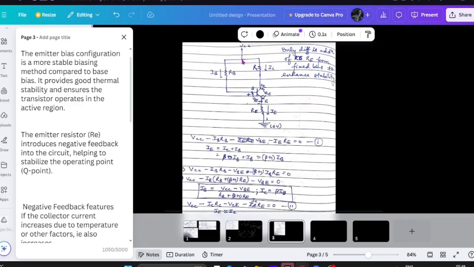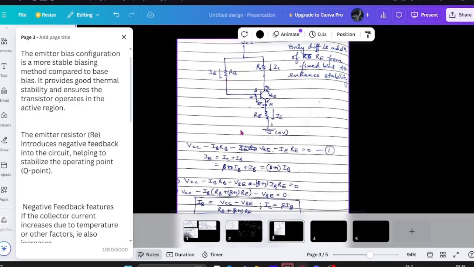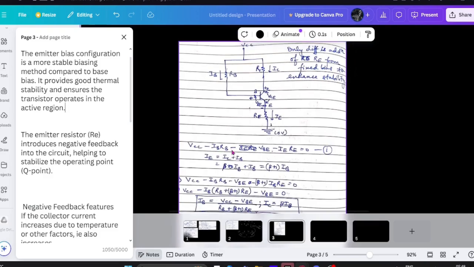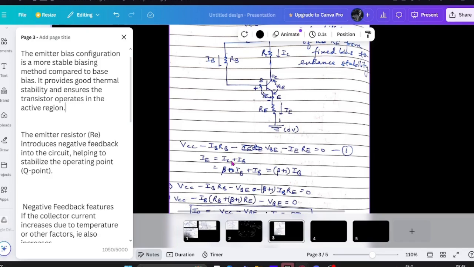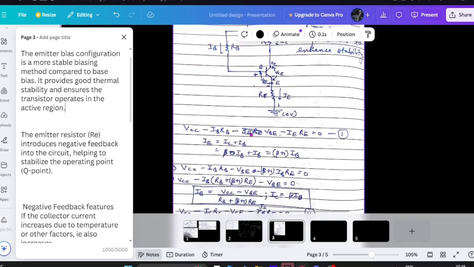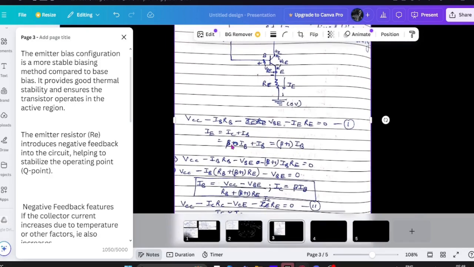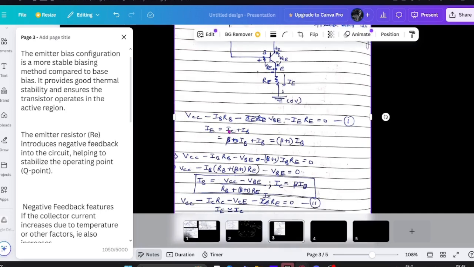That is VCC minus IB dot RB minus VBE, that is this right here, minus IE into RE equals 0. Now, a relation that we all know is that IE equals IC plus IB. That is, the emitter current is equal to the collector current plus the base current. And we know another relation, that is IC equals beta IB.